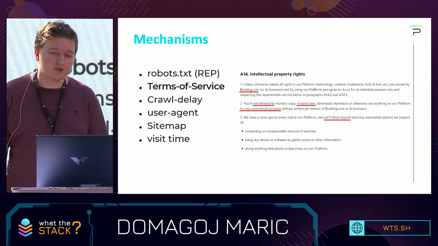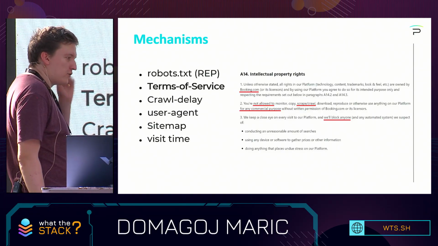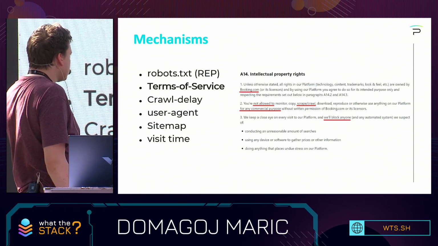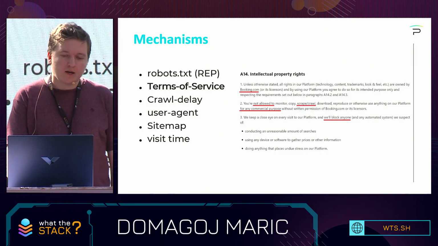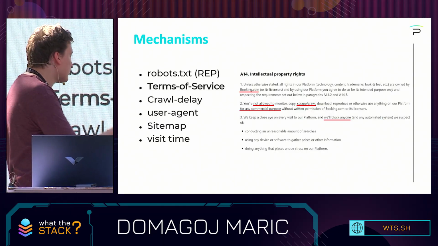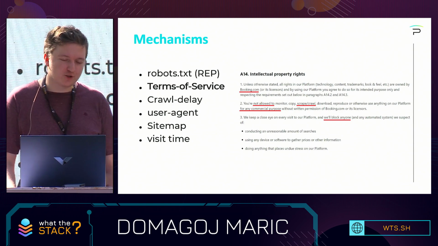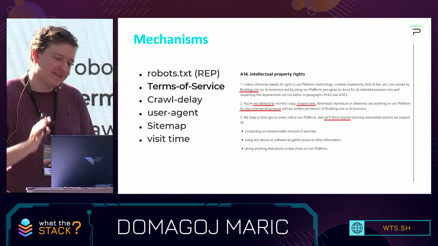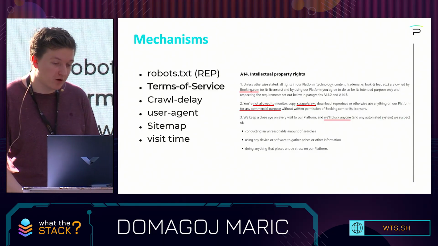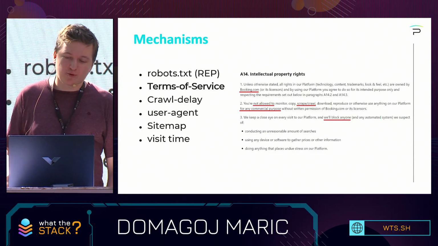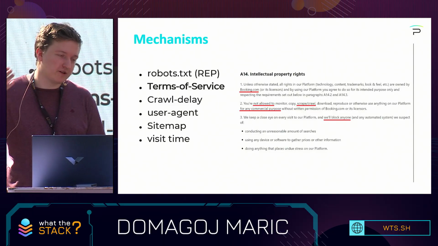The second thing that you should look for, of course, is the terms of service, or terms and conditions, whatever you want to call it. For example, the Booking.com one. Booking is also famous for lawsuits, etc. And Booking.com states you're not allowed to monitor, copy, scrape, crawl, download, reproduce, or otherwise use anything on our platform for any commercial purpose without written permission.